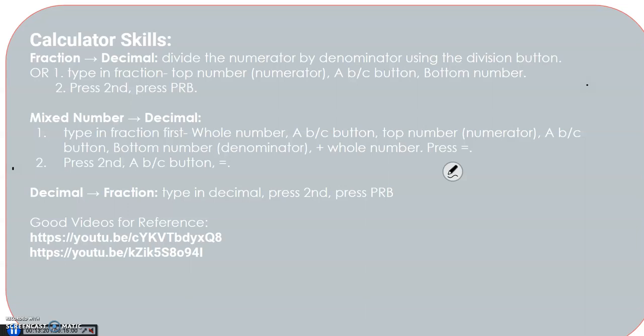So these are our calculator skills. We have finished our by hand skills, and this is another option that you guys will have. In class, we can practice these. You can try to use your calculators now and practice. I've also listed some YouTube videos that you guys can watch if you need extra help with calculators. We will be working on this in class.